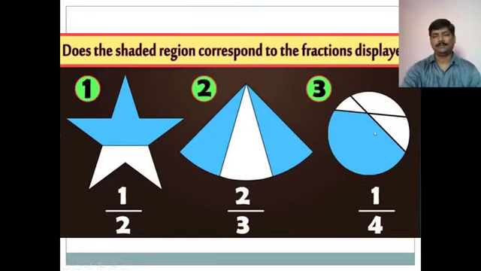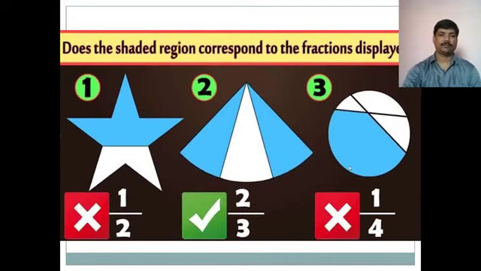Now in the third case, there is a whole and it is divided into 4 parts. 1, 2, 3, 4. But what we are seeing here is that these parts are not equal to each other. So the shaded part here is 1, but it is not 1 by 4, because the shaded part is not equal to each remaining part. So it is not representing 1 by 4.